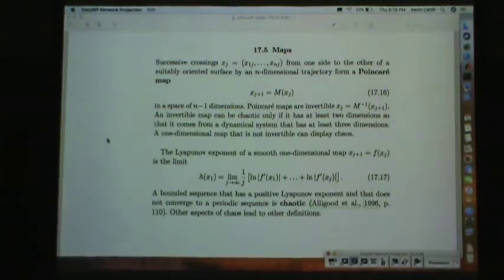And so now I'm going to show you some quite remarkable examples of one-dimensional chaos.